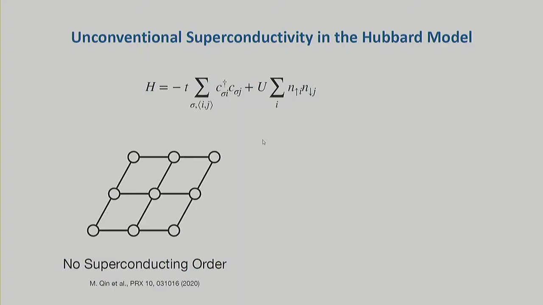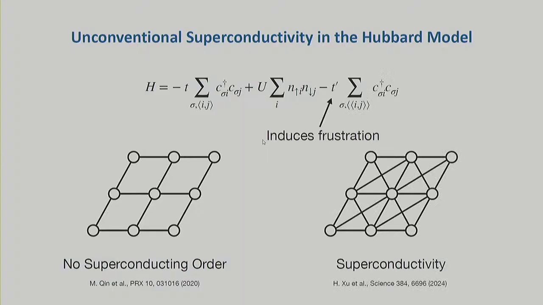However, what the community realized after is that if you add a bit of frustration, so if you allow the electrons to jump to further sites, you can actually stabilize a superconducting phase in your model. And this is a pretty recent result and is valid for either electron or hole doped systems.